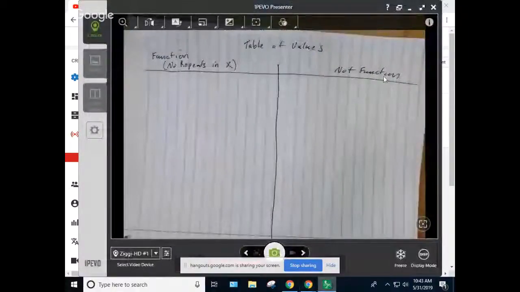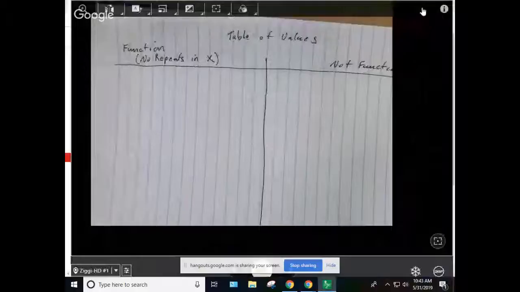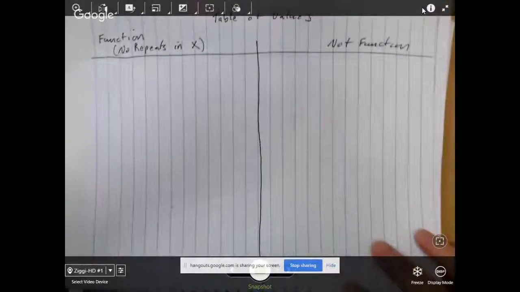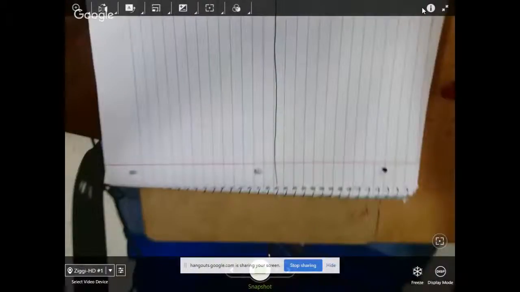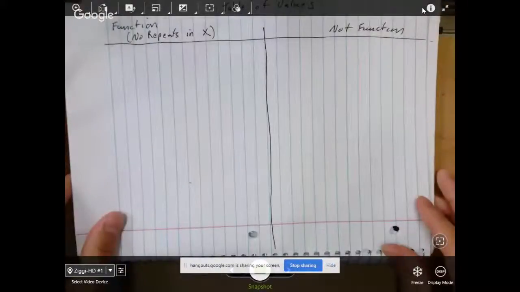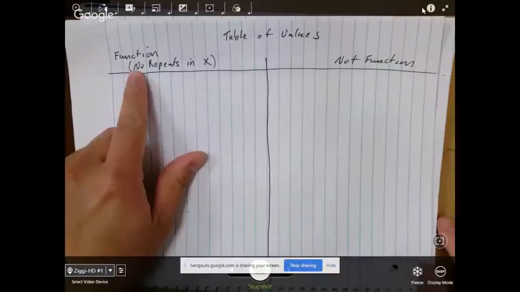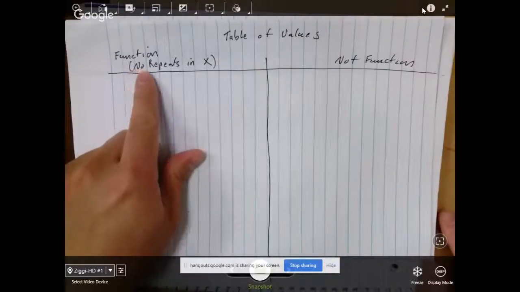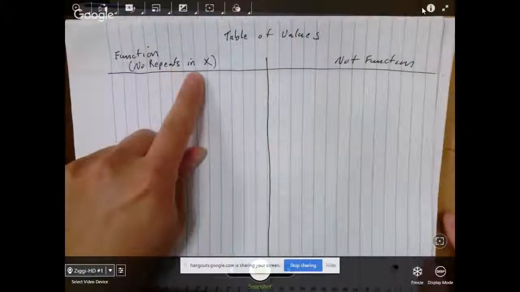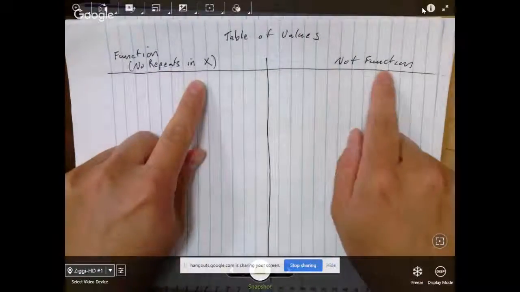Okay, so in your notebooks, go ahead and turn to the next available page and turn your notebook sideways. At the top, after you turn it sideways, write table of values. Make 2 columns. On the left side of the column at the top, write function, and the important part, no repeats in X. And then on the other side, not function.